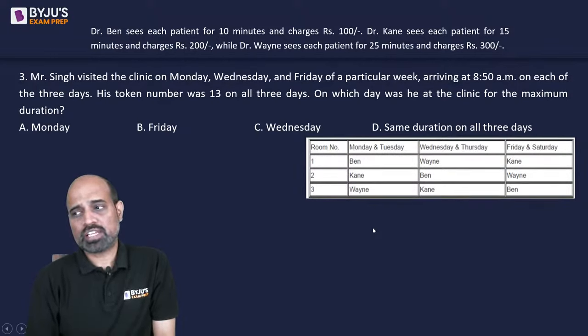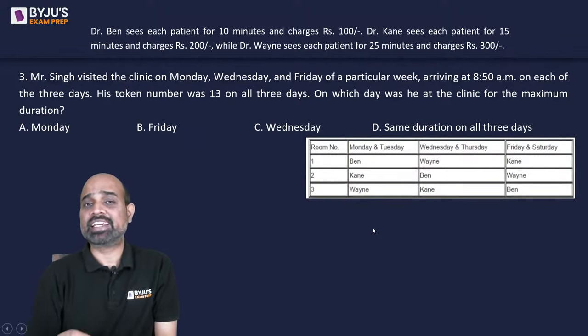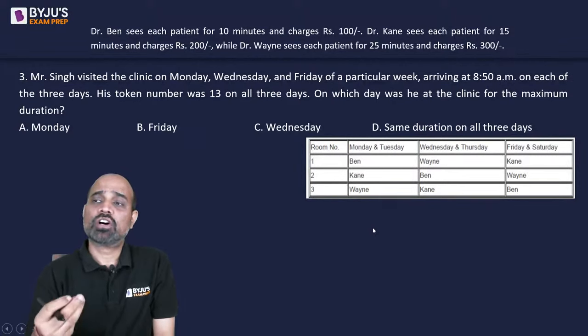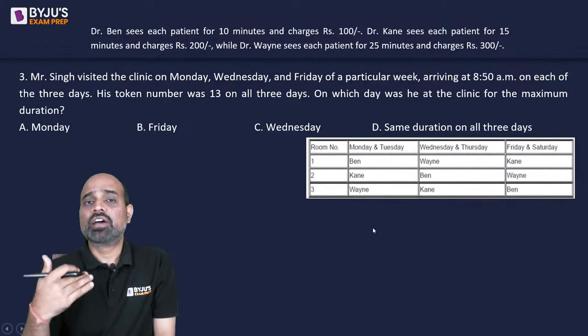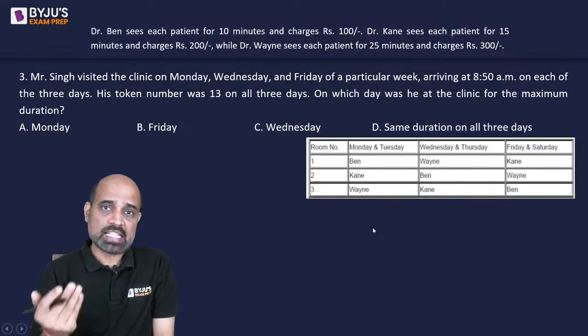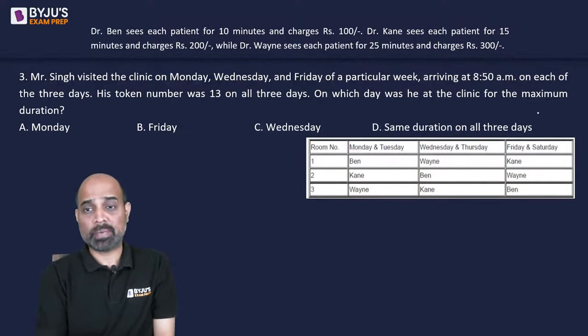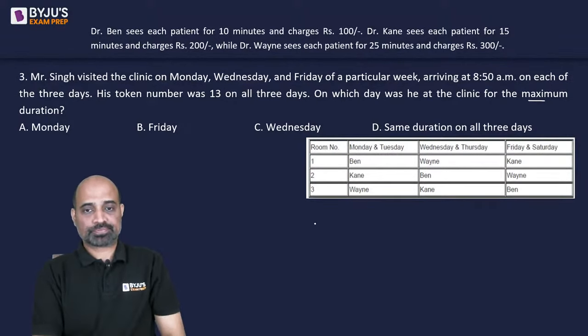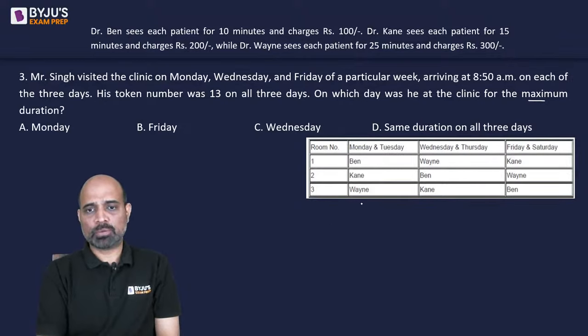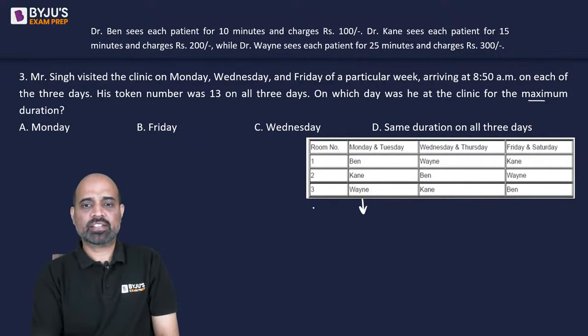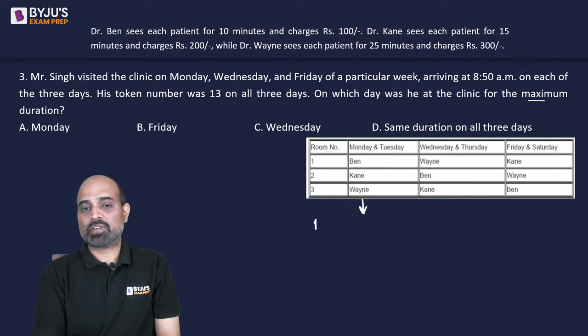So we actually need to see in each of the 3 cases, token number 13 will get a turn to visit one of the 3 doctors at what time. And since he arrives at 8:50, we will know on which day he is going to wait for the maximum duration. Okay. So let's talk about what happens on Monday. On Monday, token number 1 will go to Ben, right? He's going to see for 10 minutes.